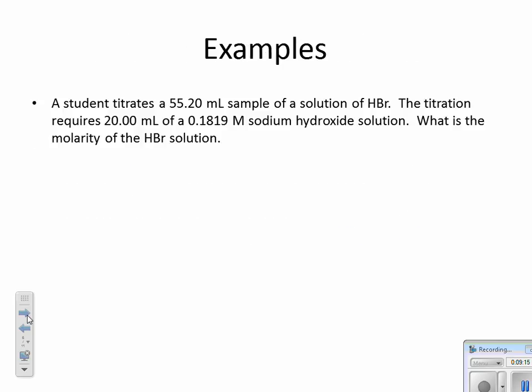It says a student titrates 55.2 milliliters of hydrobromic acid, and it requires 20 milliliters of 0.189 molar sodium hydroxide. So if we read this, we know the concentration of the sodium hydroxide. So this is our analyte. Sorry, that's wrong. This is our titrant, which means the hydrobromic acid is our analyte.